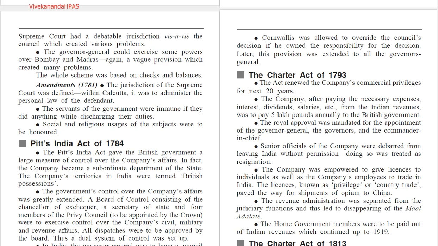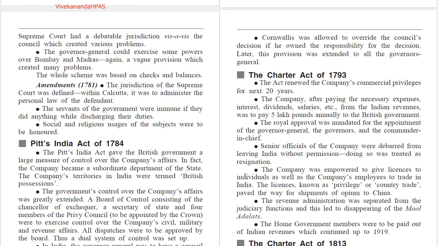So first of all, 2 things were given by the amendments of 1781. Reduced the jurisdiction, first thing. Secondly, the servants were made immune for the official functions they were performing. Okay? Right now it is also the situation. We have seen in the case of a public servant, if he is performing an official duty, he is to be protected by the government. I hope this is clear.